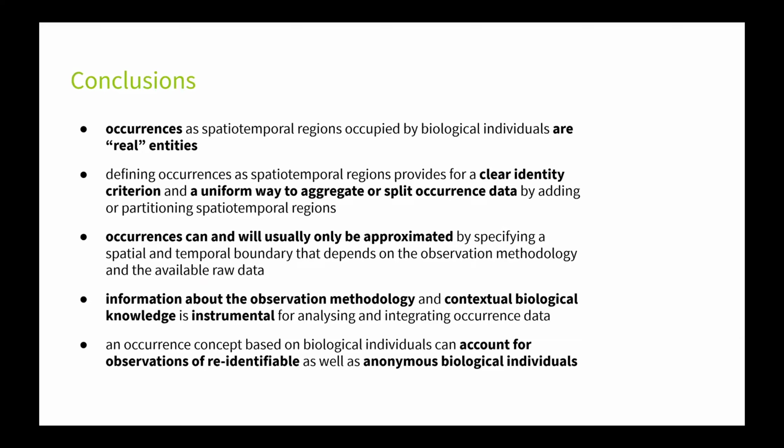Data about occurrences can and will usually only be approximate, which reflects both methodological limitations as well as pragmatic considerations regarding the use cases for the desired data. Therefore, information about the kind of approximation, about the observation methodology, and contextual biological knowledge are instrumental to analyze and integrate occurrence data. In many cases, the observed biological individuals remain anonymous, which leads to raw data that is routinely aggregated for groups of individuals.